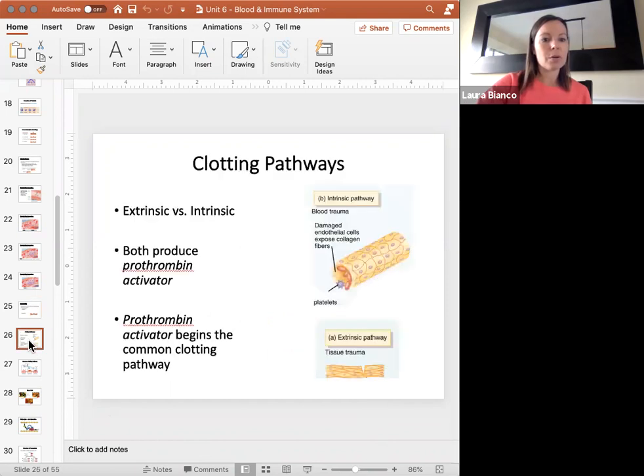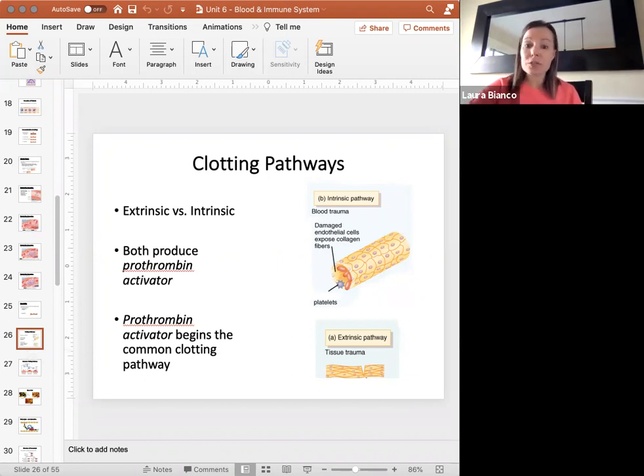So either clotting pathway that is followed, there's intrinsic and extrinsic. They're described in the web page that I created on D2L, but I'll go over each quickly here. But no matter which one you follow, clotting ends the same way, with what's called the common clotting pathway. So there's an intrinsic and an extrinsic pathway.